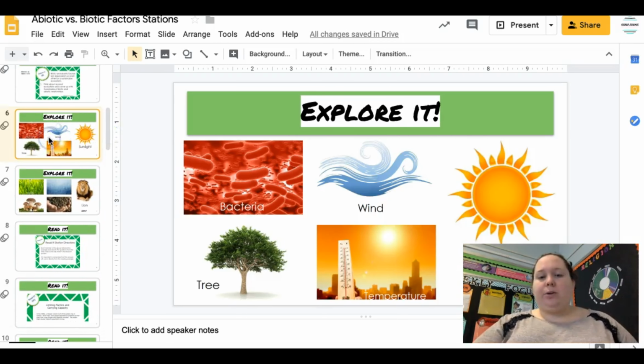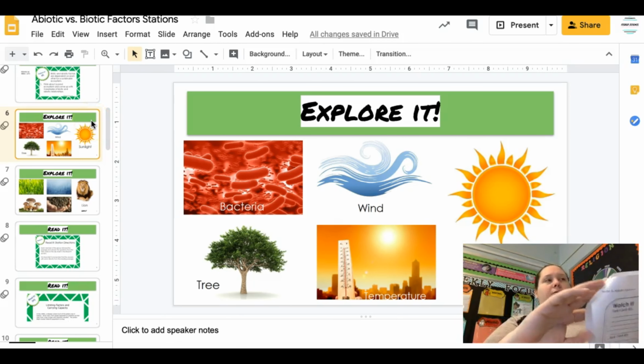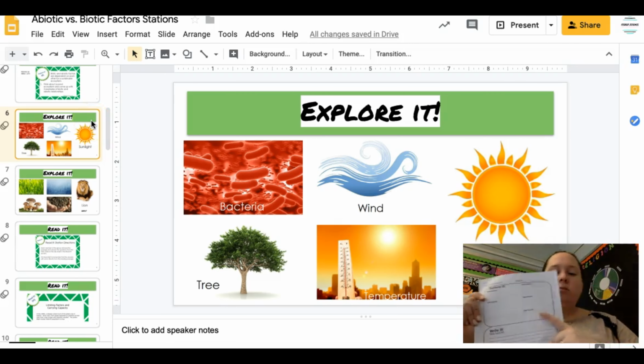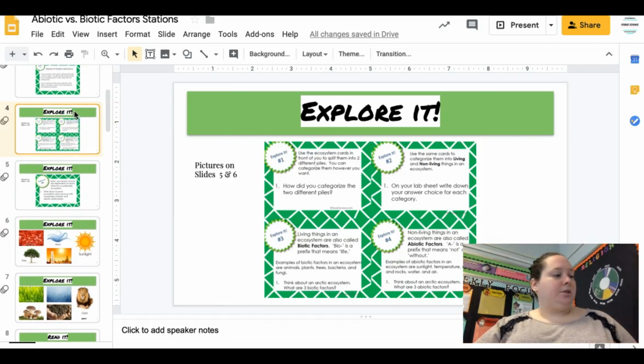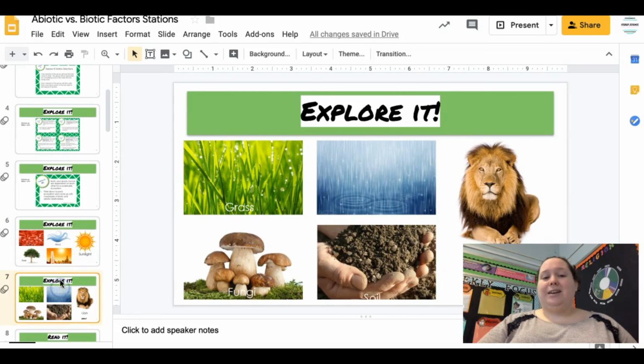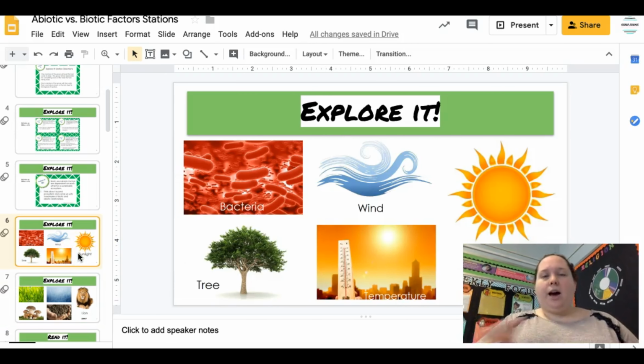I want to show you about Explore It for a minute, which is up at the front. Explore It. There's a couple of different task cards. There's 5 of them. So your questions are here. It tells you to take the cards that are in front of you and organize them into different piles. Well, I gave you those cards on pages 6 and 7 of your PowerPoint slide. So you can move these around if you want, but you can also just think, okay, I have grass, water, soil, fungi, a lion, I have the sun, I have wind. How can I organize them?